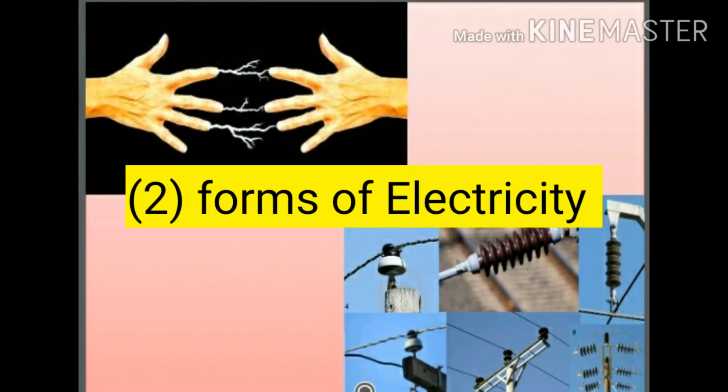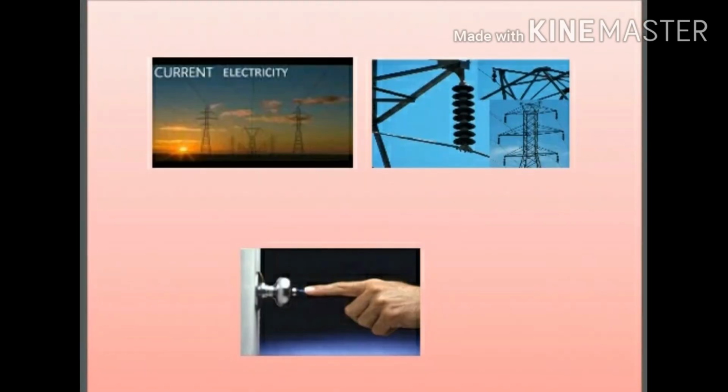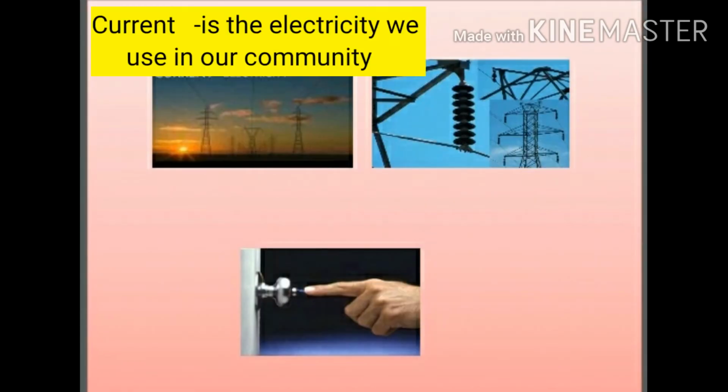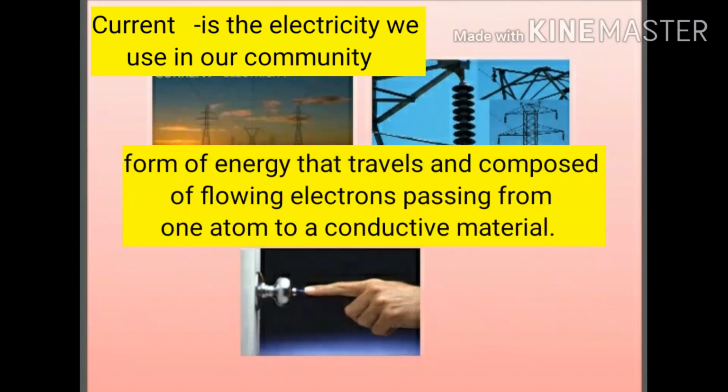There are two forms of electricity. First is current. It is the electricity we use in our community. It is a form of energy that travels and is composed of flowing electrons passing from one atom to a conductive material.